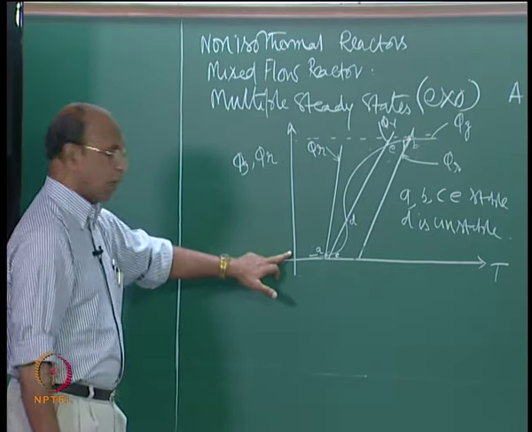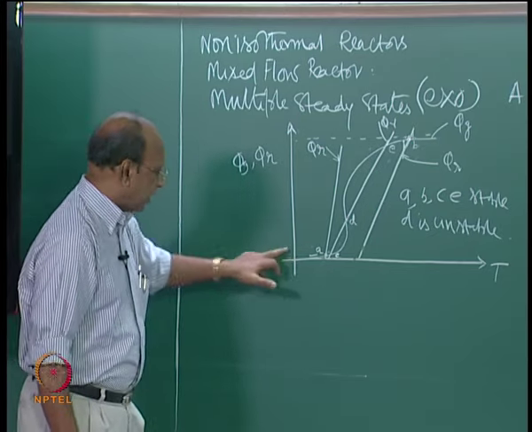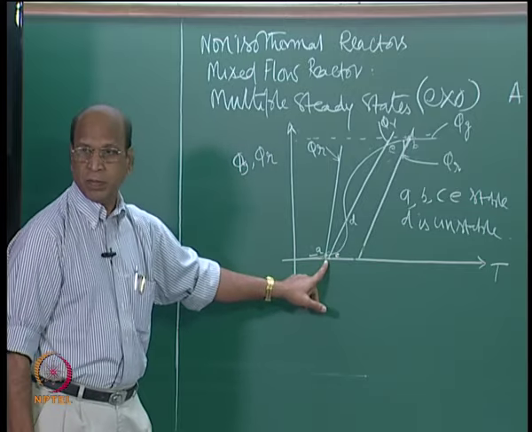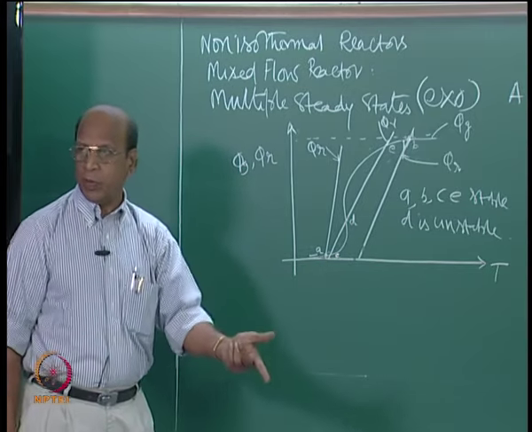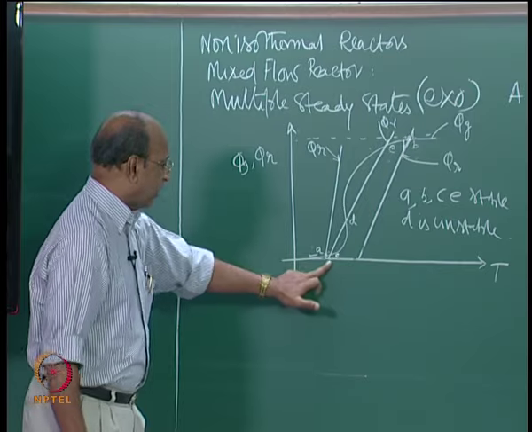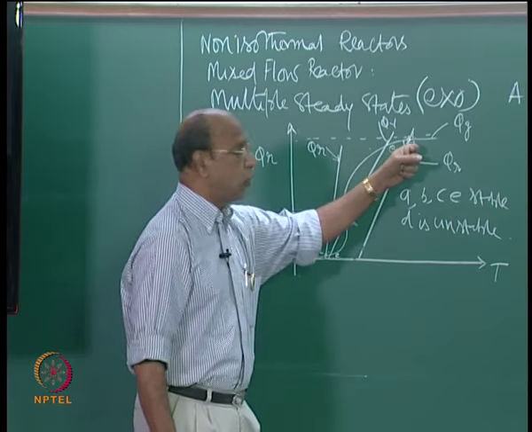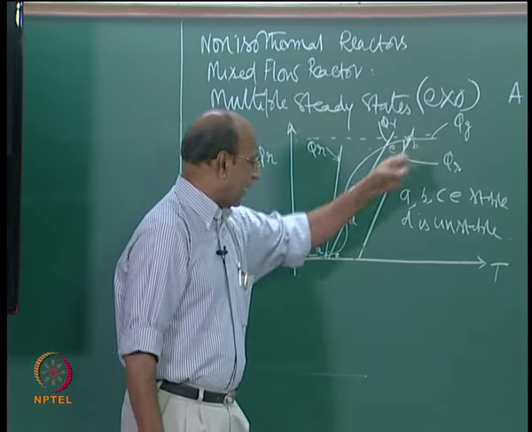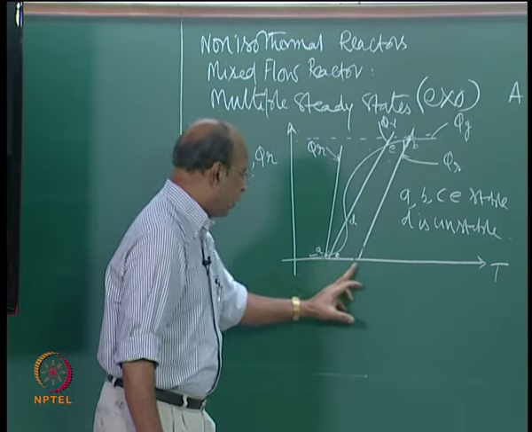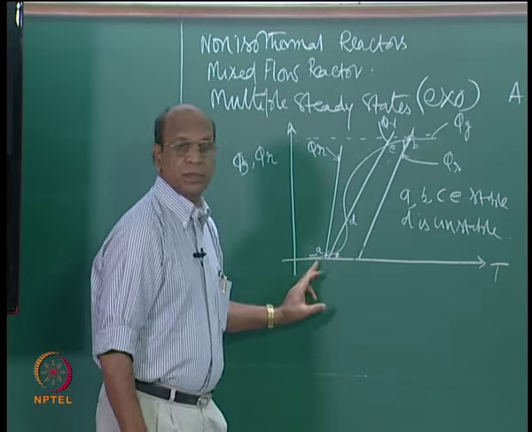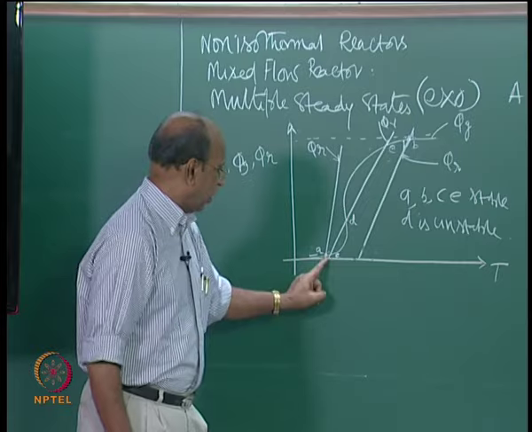Conversion is very, very small, okay. Corresponding to this, because temperature is very, very small, conversion also will be very, very small. So that is the reason why normally we do not want to operate here, but here we would like to operate. So for that reason sometimes you have to move the T naught values.